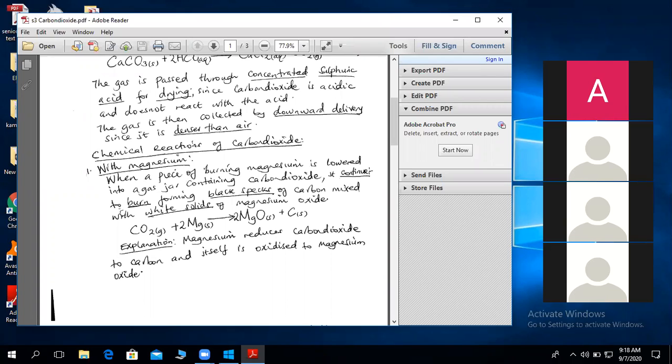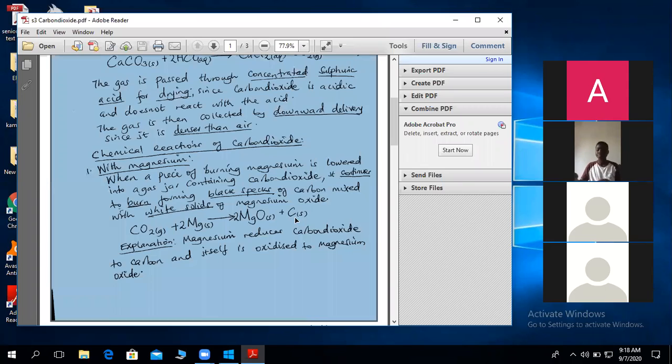I've underlined it. Whatever I underline, you know that I will give you a mark if you present it in your answer. It continues to burn. This is a marking point because we know carbon dioxide does not support burning, but with magnesium, it continues to burn, forming black specks of carbon mixed with white solids. So these are the observations: black specks and white solid. The white solid is magnesium oxide. You can see it in the equation, and the black specks are for carbon.